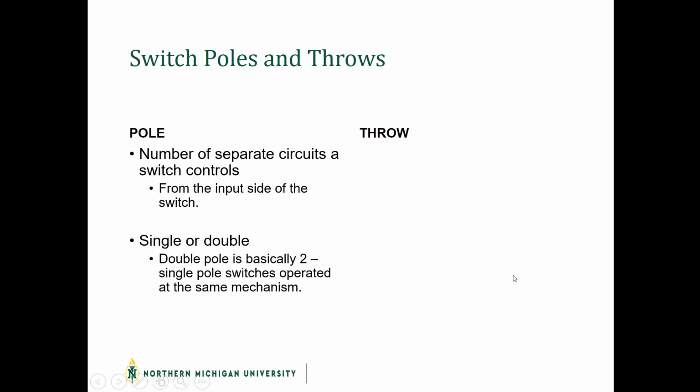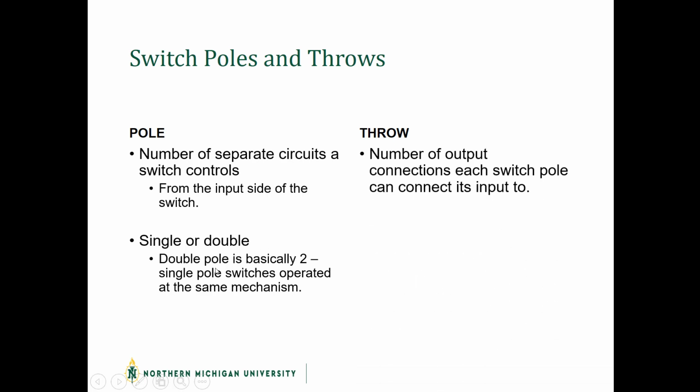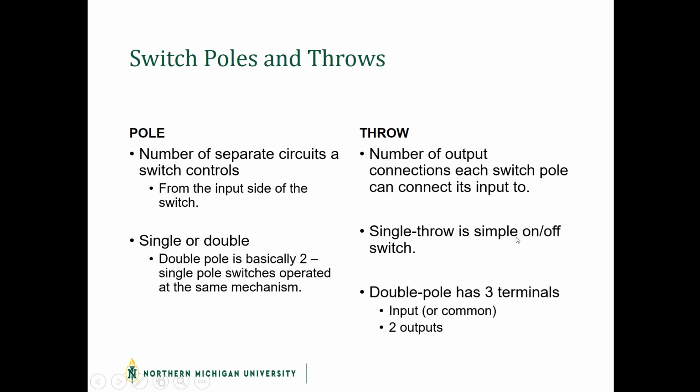So again, your pole and your throw, right? Your pole is a number of separate circuits a switch controls. We're talking either single or double. And then throw is a number of output connections each switch pole can connect its input to. So a single throw is a simple on-off. A double pole has 3 terminals.